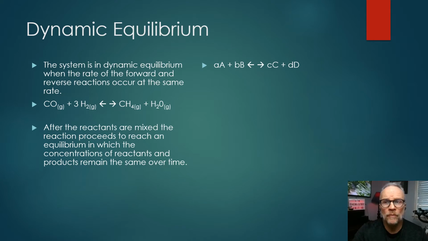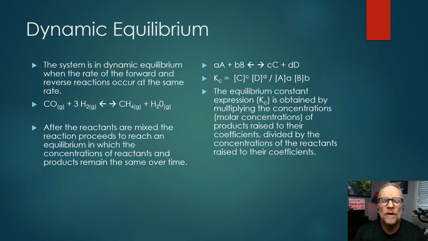And so when we talk about these concentrations, we write what we call an equilibrium expression. And in this equilibrium expression, Kc, you take the concentrations of the products raised to their coefficients and multiply them together, and then that is divided by the concentration of the reactants raised to their coefficients, and you get a number here.